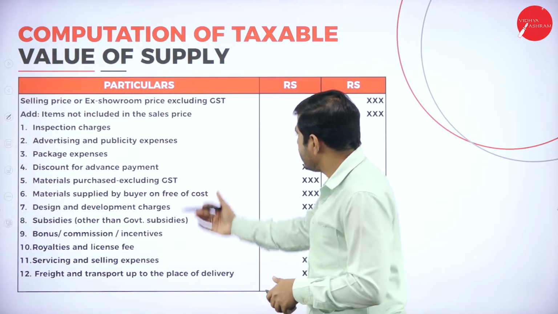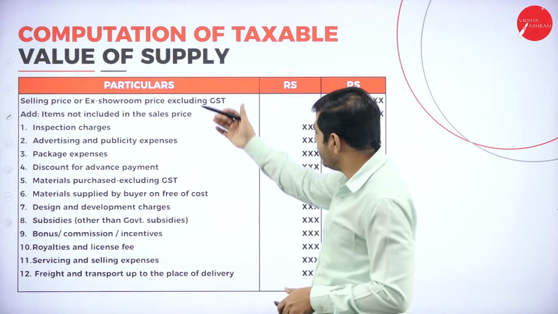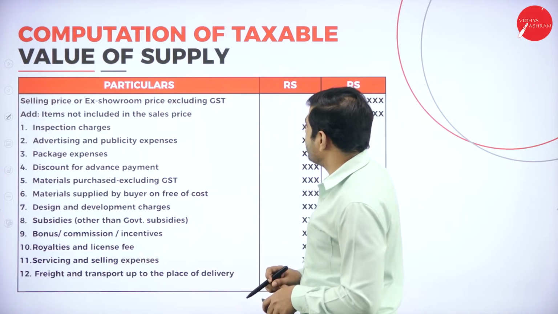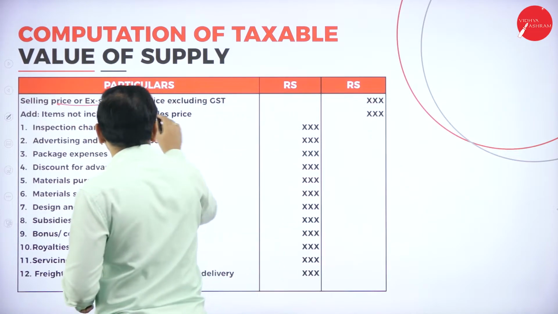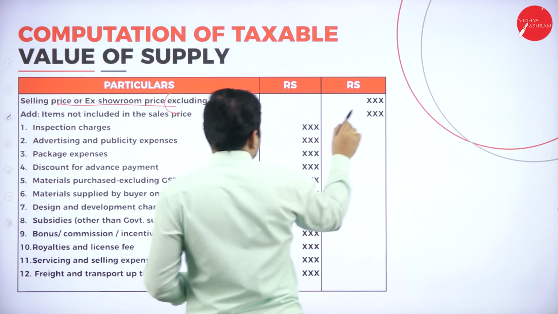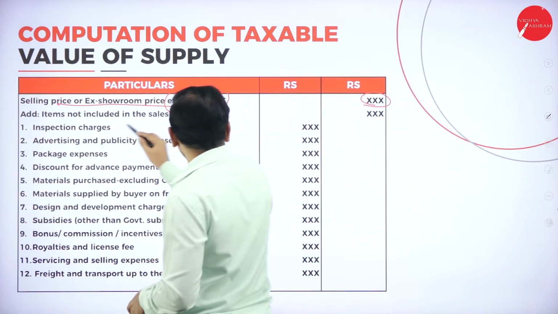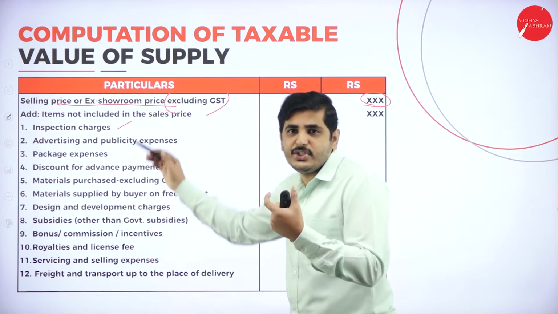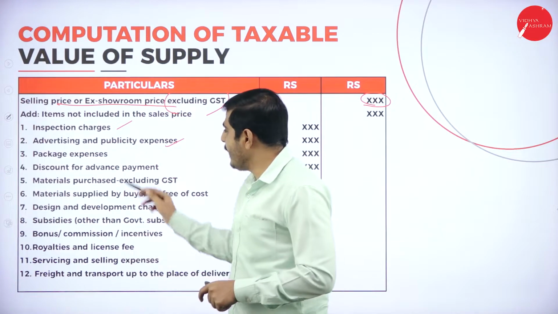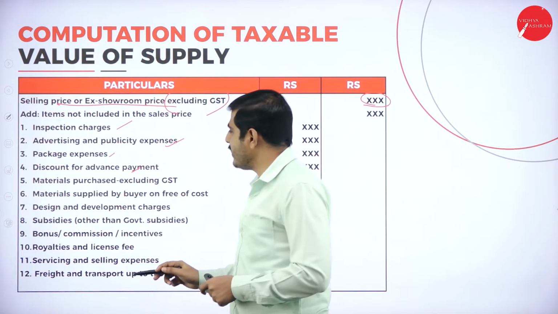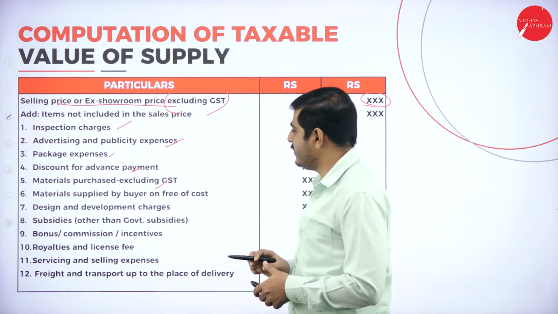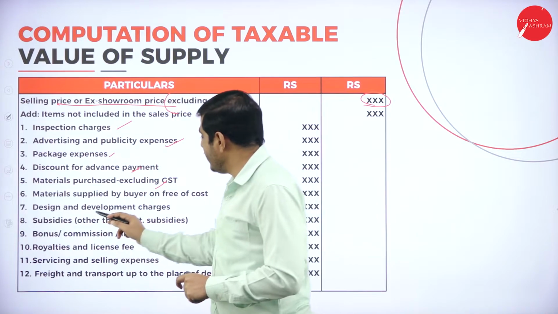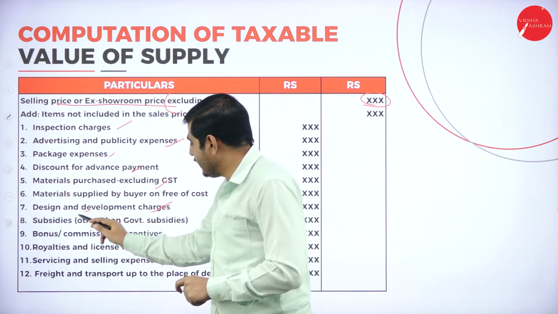Next point, this is the format for the calculation, or computation, of value of supply. Let's take the selling price, the ex-showroom price, excluding GST. This is the actual amount. Next, we have to add the following items. What are those? First one, inspection charges. These are incidental expenses. Incidental expenses, advertising and publicity, packing charges, discount and advance payment, materials purchased excluding GST. If it is including GST, we should exclude the GST. Next one, design and development charges, subsidy other than government subsidy.